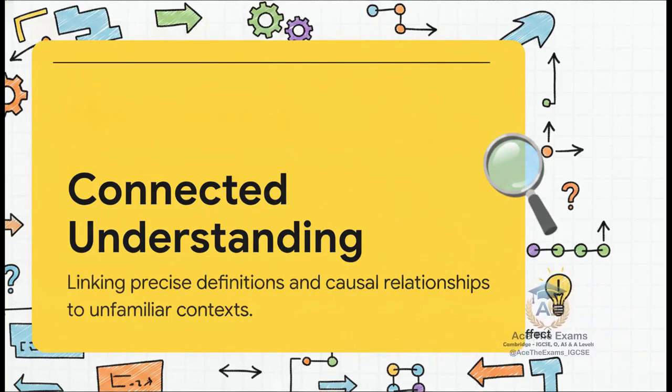And how do the top 1% of students achieve this analytical depth? They use the PEAL framework. That stands for point, evidence, explanation, and link. Let's say a 9618 exam question asks you to evaluate the use of a linked list versus a 1D array for implementing a dynamic queue.